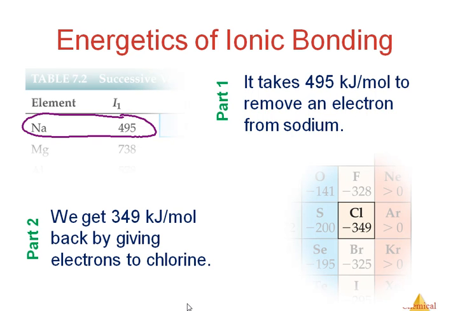We get 349 kilojoules by giving electrons to chlorine. So chlorine has an electron affinity. It's one that really wants electrons, of negative 349. And remember, the more negative the electron affinity, the more it wants the electrons.